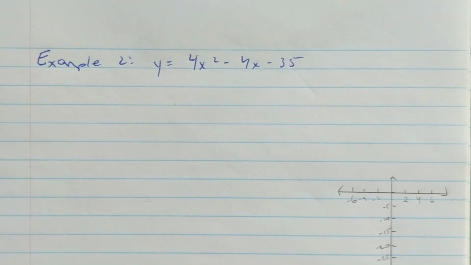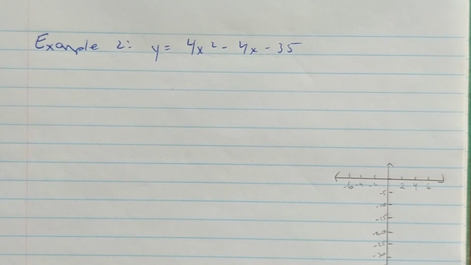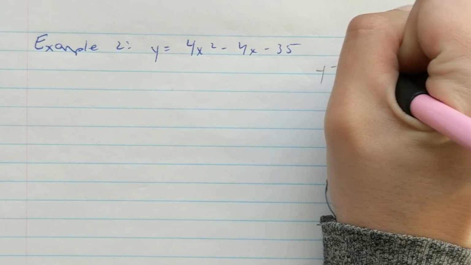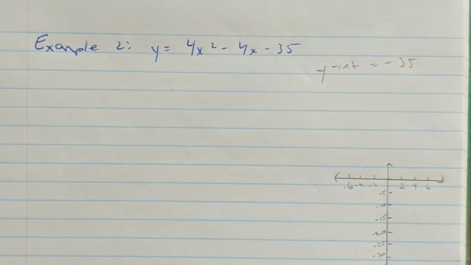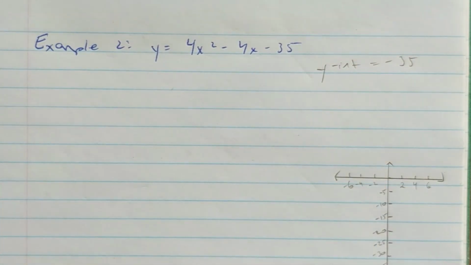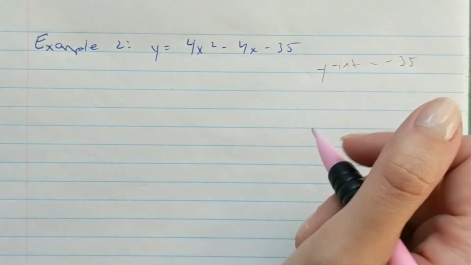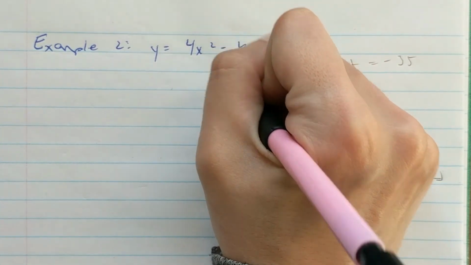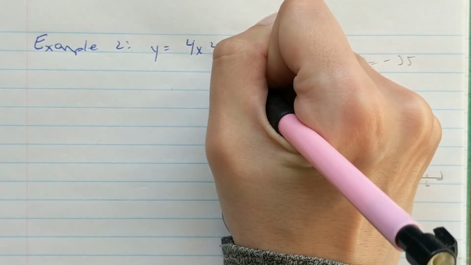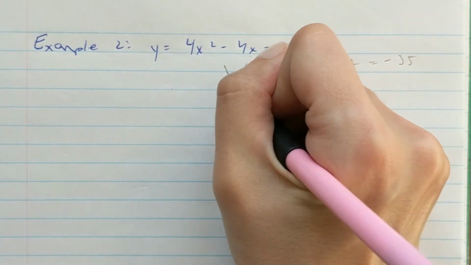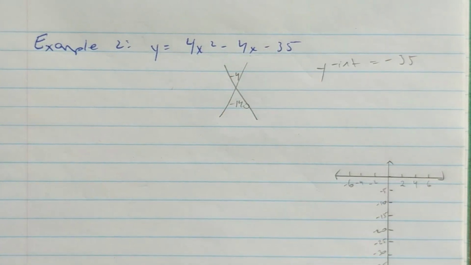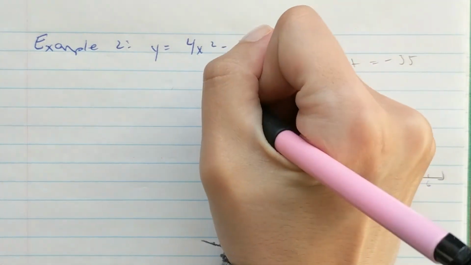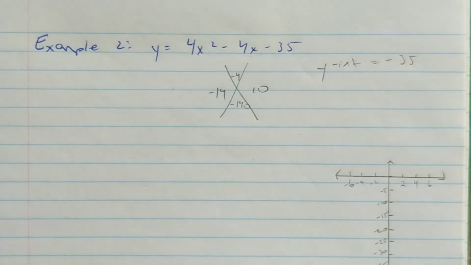y is equal to 4x squared minus 4x minus 35. Right off the hop, we can grab our y-intercept being c. Our y-intercept is negative 35. Now we need to factor in order to find our x-intercepts. So I'm looking for two numbers that add to negative 4 and that multiply to negative 140. Those two numbers are going to be negative 14 and positive 10.